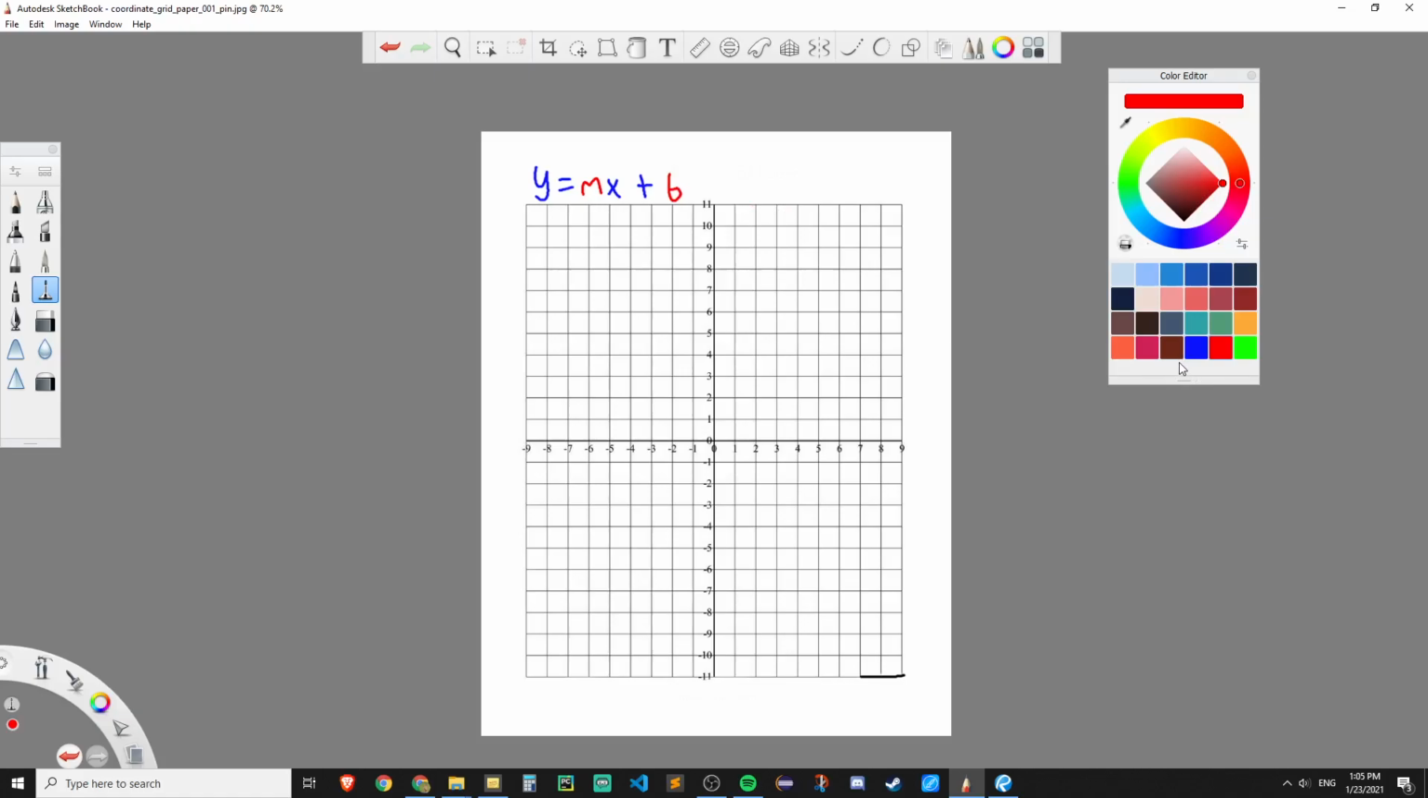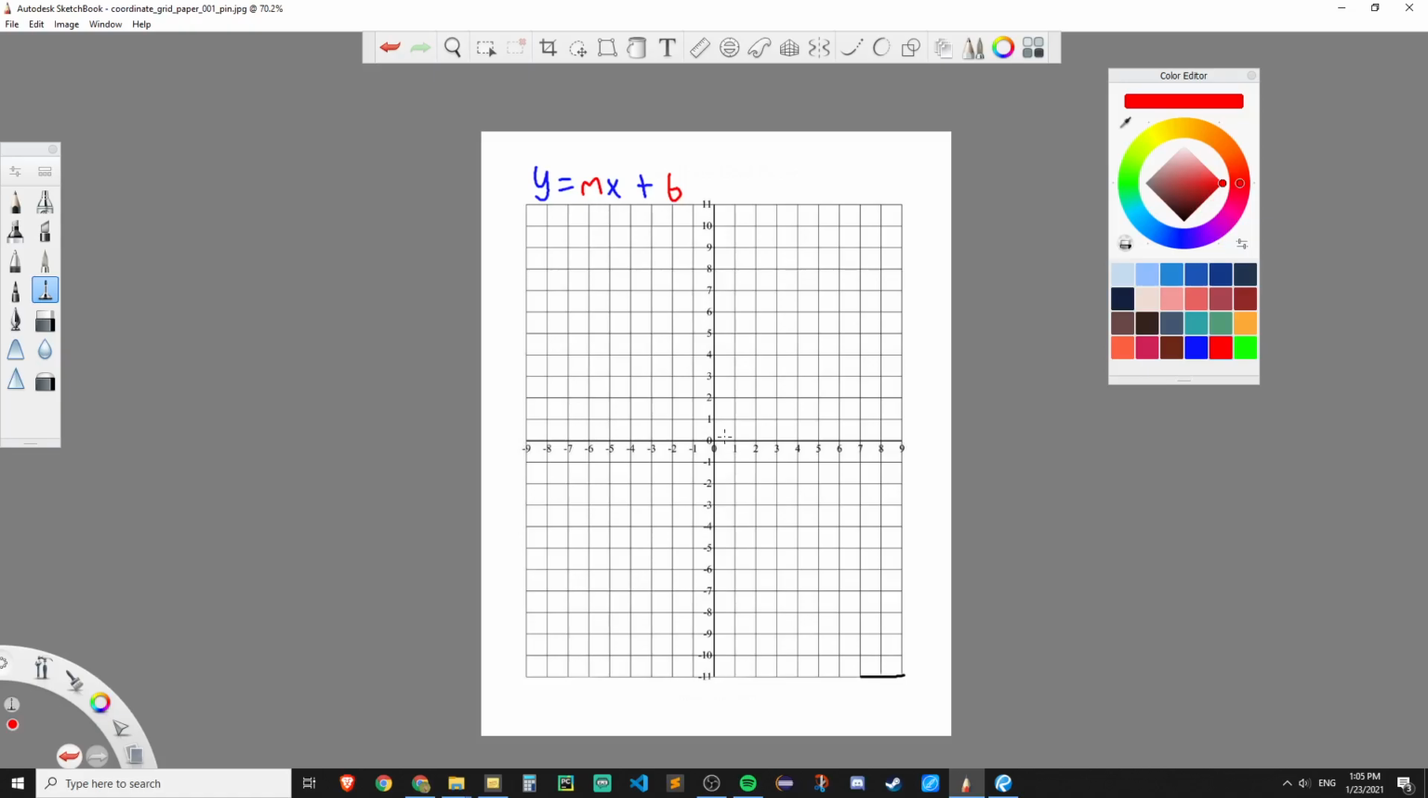Now, this is the equation of a line. If the line goes through the origin, which is this point right here, the equation is y is equal to mx, but that's irrelevant, and we'll talk about that later.